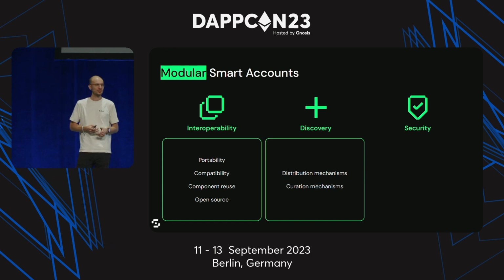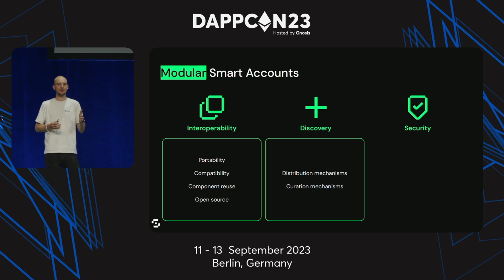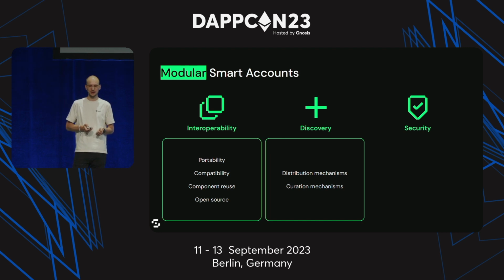Second one, discovery. We have to find distribution mechanisms and curation mechanisms, because it's really hard, for users but also for wallet devs, to first of all find work that has been done before. It's the first step, but then you also need to be able to evaluate: is it suitable for my use case? Is it secure? Who else is using it? And all these questions. And so we need curation mechanisms.